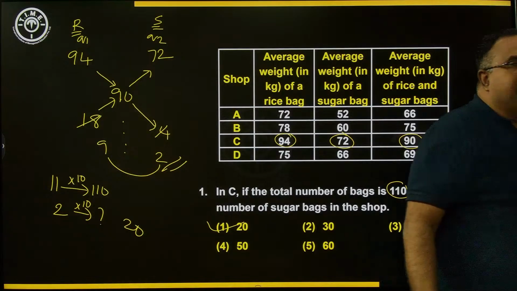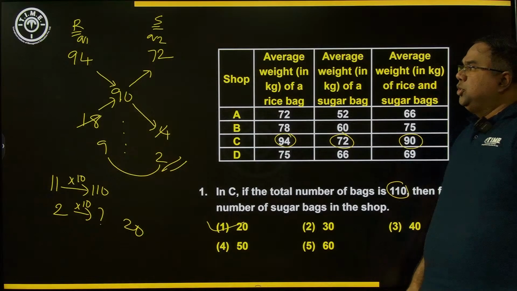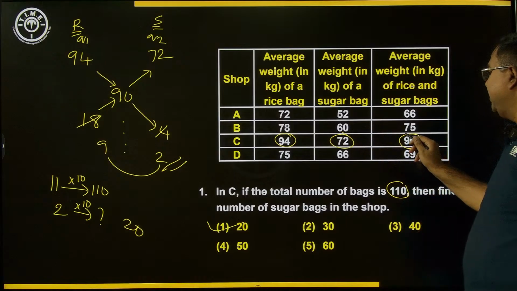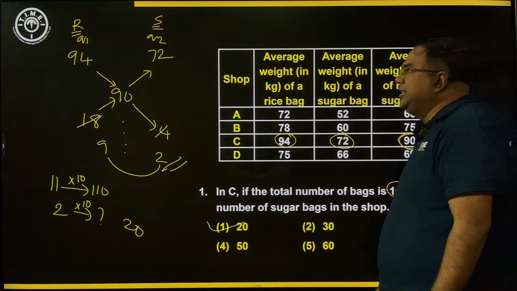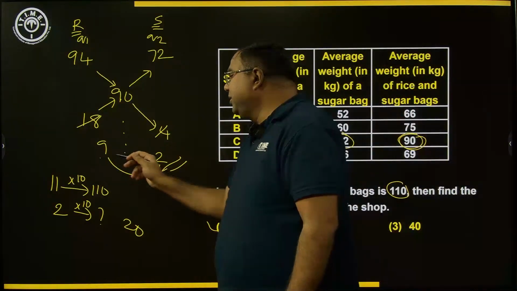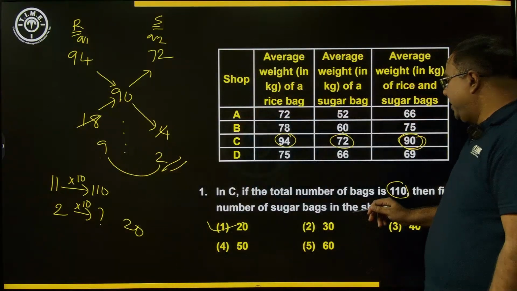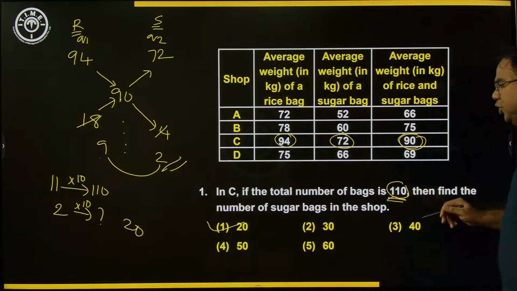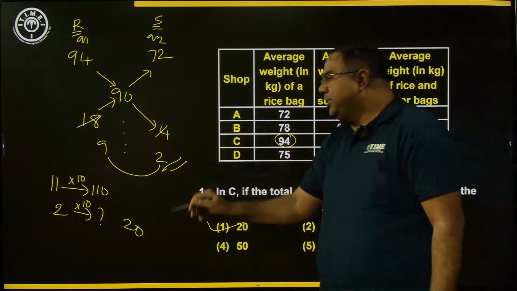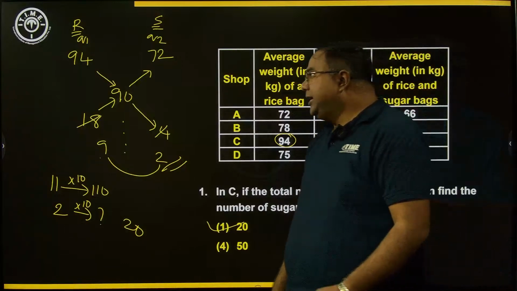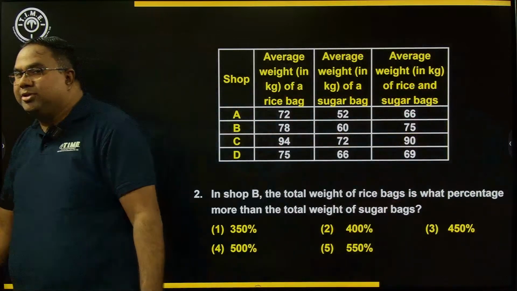Srinivas, correct answer. Right? So 94 is the average weight of rice, and average weight of sugar is 72, and average weight of rice and sugar is 90. If I take this ratio, I get the ratio of the number of bags. That is quantity ratio, 9:2. So total bags will be 11 parts. 11 parts is 110. Sugar bags is asking us, 2 parts is how much? So 11 into 10, 110. 2 into 10 has to be 20. Right? Let's move on. All of you please solve this question.